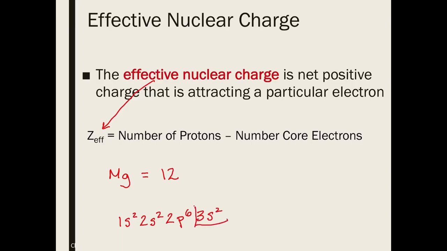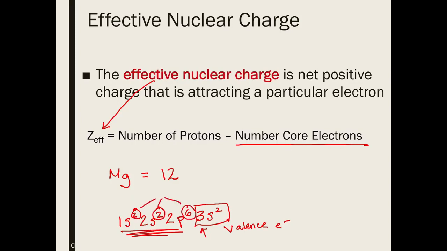These, right, this is the largest principal quantum number. Those are our valence electrons. So these are not what we are going to subtract out. We want to subtract out the core electrons. So that would be everything else. So 2 plus 2 plus 6. We add these together, we get 10 core electrons. So we'll subtract out our 10 core electrons, and that would give us a 2 plus as our effective nuclear charge.